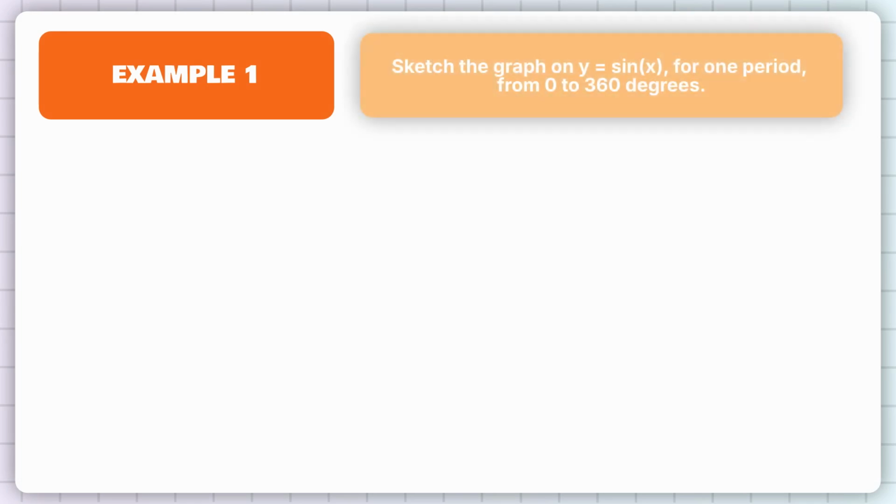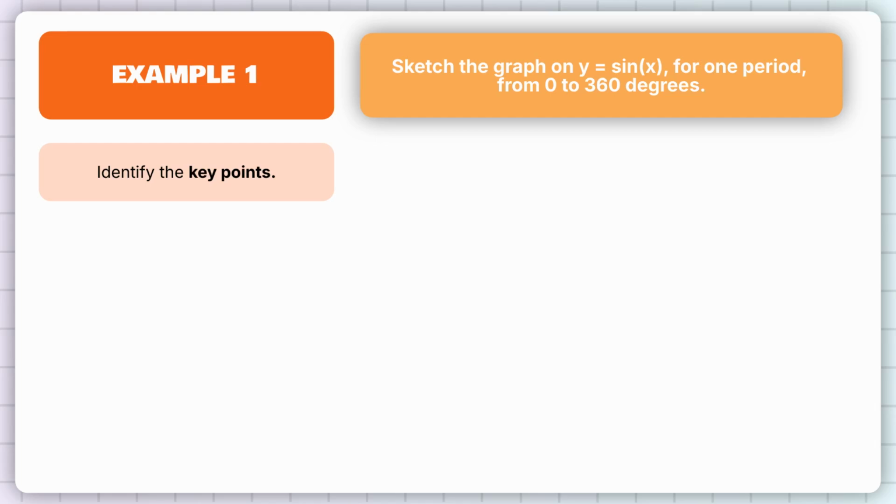Let us begin with a simple problem involving the sine function. Sketch the graph of y equals sine of x. We want to do this for one period, from 0 to 360 degrees. Step 1 is to identify the key points.